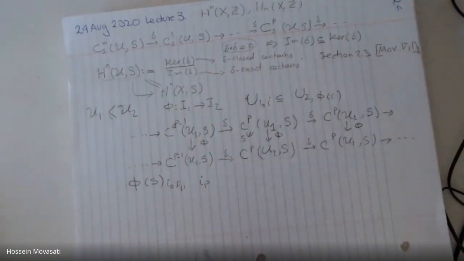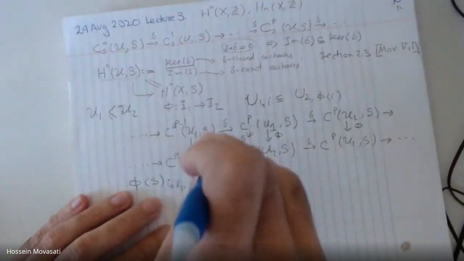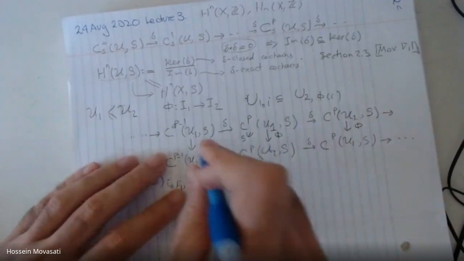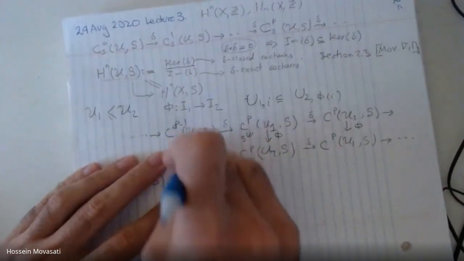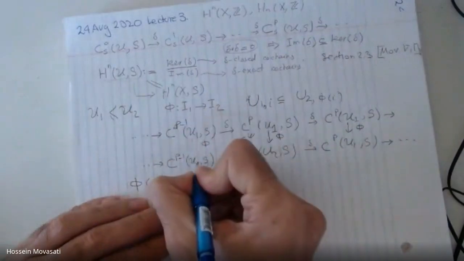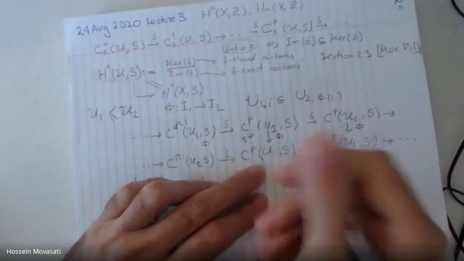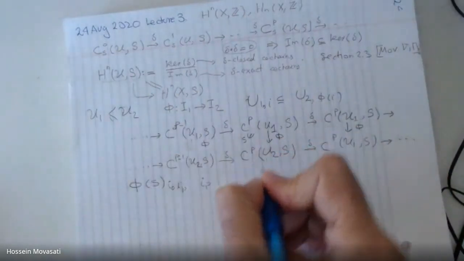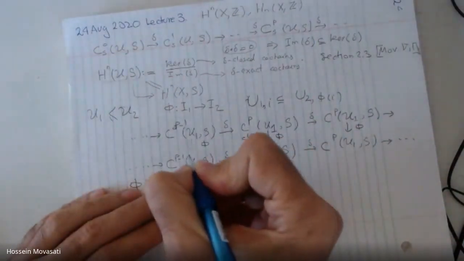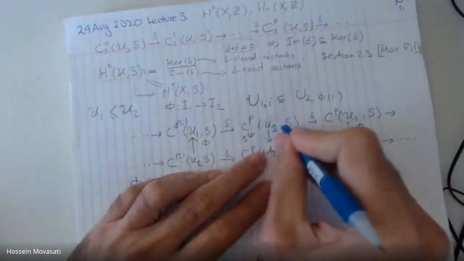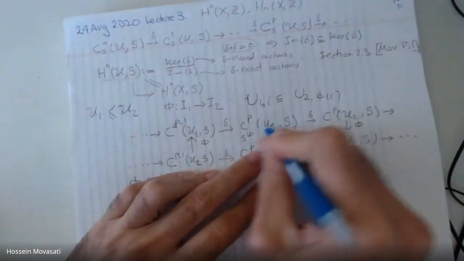Oh, sorry, I have written the directions wrong. It's easier to make it this way. So this was 2, this is 2, and I have to go from the bigger one to the smaller one. So it is down to up.